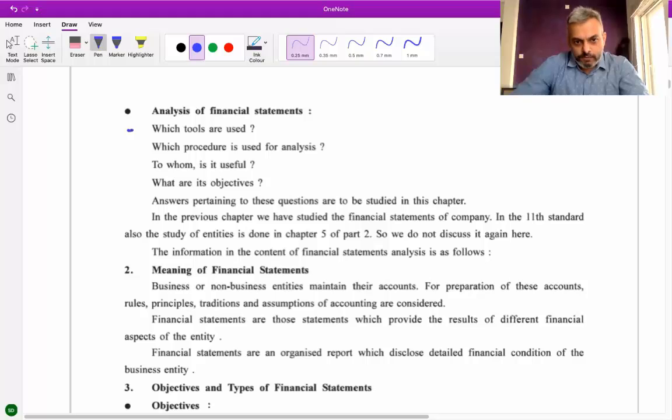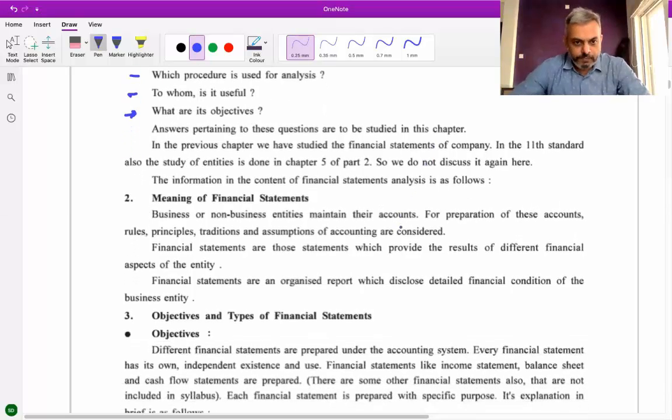So basically, what do we do when we do analysis of financial statement? Which tools are used? Then which procedure is used for analysis, to whom it is useful, what are the objectives. Answers pertaining to these questions are to be studied in this chapter.